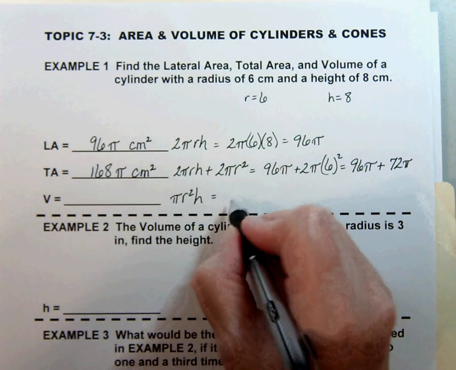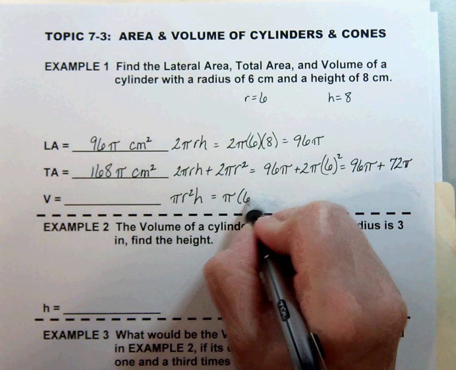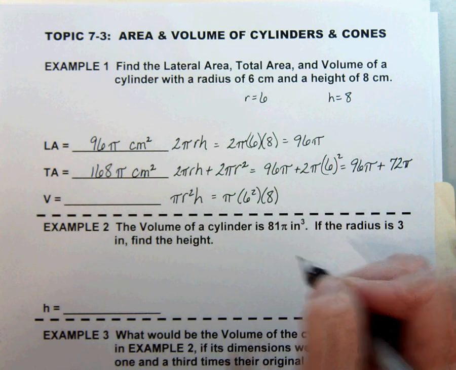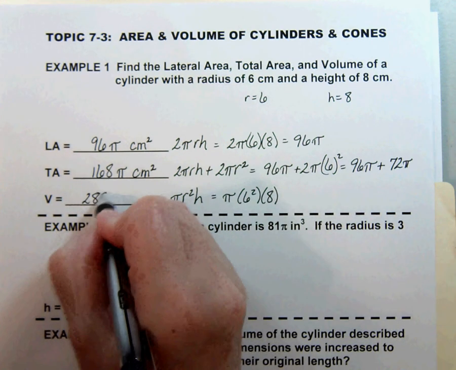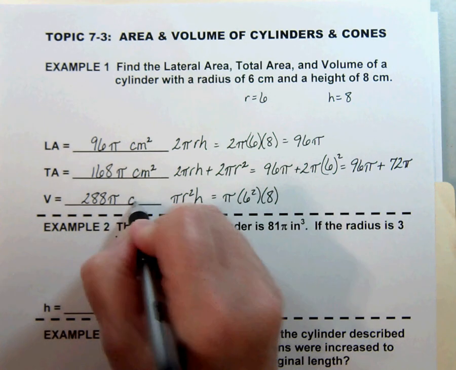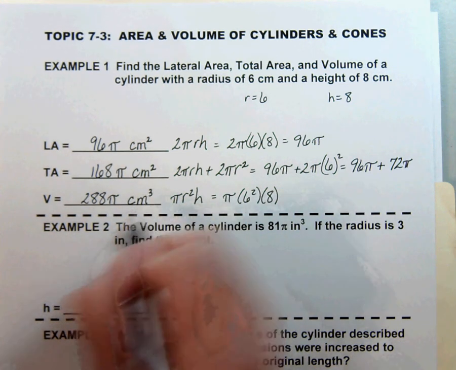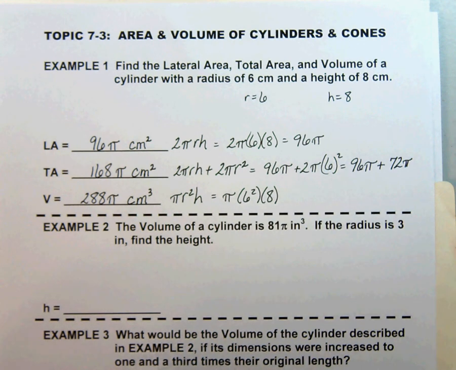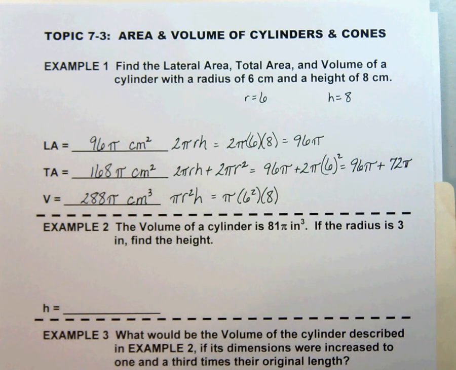For volume, you're going to do pi times 6 squared times 8. It's a pretty easy little formula. 36 times 8 is 288. So 288 pi. And remember, volume is cubic, so it's cubic centimeters. Alright, that's a review of using the formula for a cylinder.